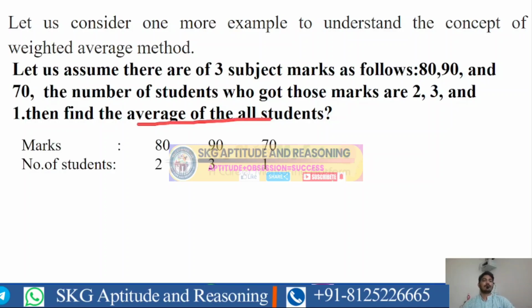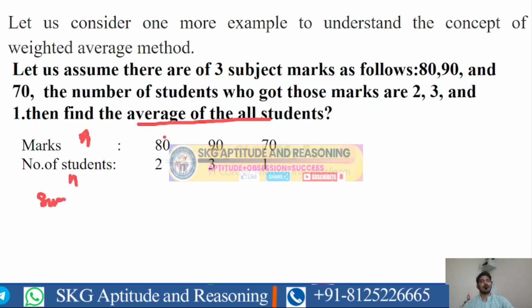Let us write it in table form: the marks and the number of students. 80 marks were got by 2 students, 90 marks by 3 students, and 70 marks by 1 student. The basic formula is that the weighted average is equal to the total sum divided by the total number of observations. I assumed this as the number of observations, and these marks as the average. From these two values, I'll get the sum.